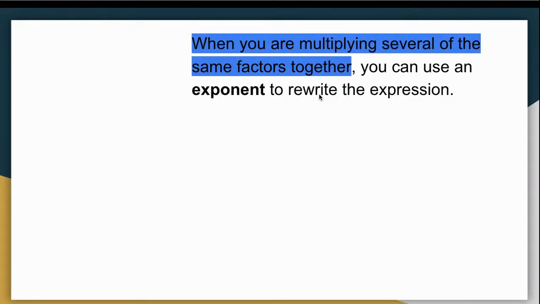Let's take a look at another example. When we are multiplying several of the same factors together, you can use an exponent to rewrite the expression. Okay, that's a lot of stuff in that one sentence. So let's take a look at an example.